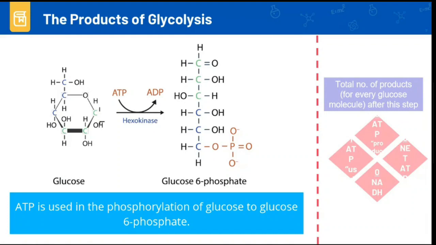Since there are two molecules of G3P involved in the energy harvesting phase, the number of ATP and NADH produced should be doubled. Therefore, there are four ATP and two NADH molecules produced during the energy harvesting phase of glycolysis. However, it should be noted that only two molecules of ATP are used during the energy investment phase, which should be deducted from the total number of ATP produced. Hence, a net total of two ATP molecules are produced during the whole process of glycolysis.